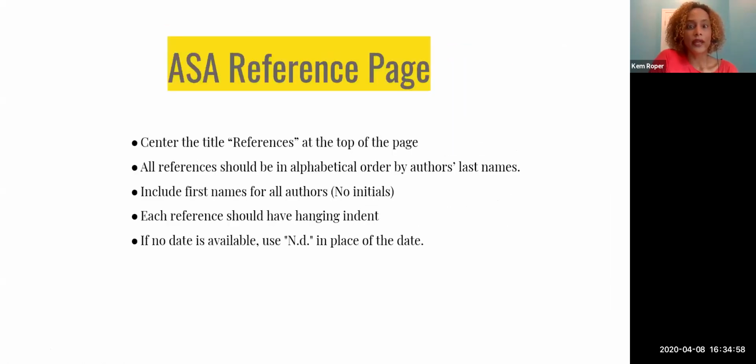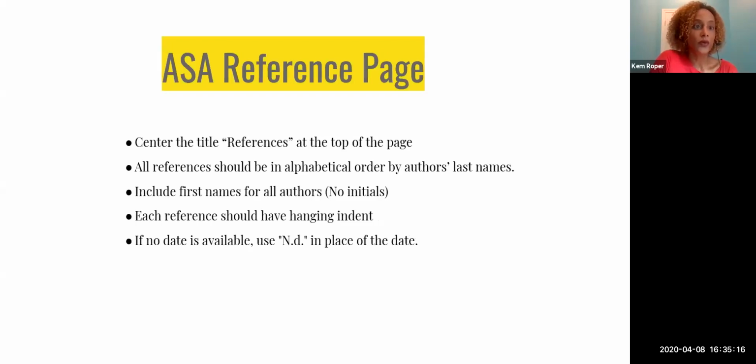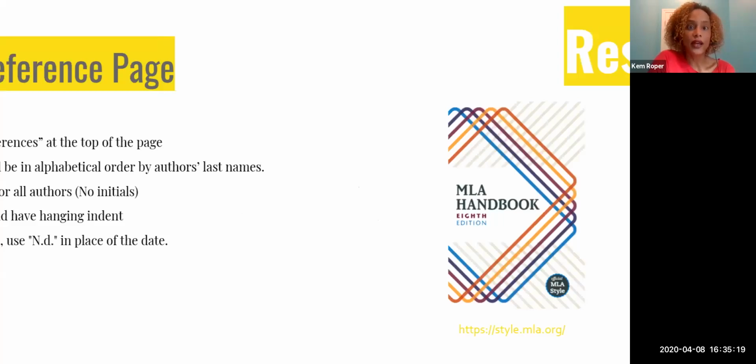For the ASA reference page, you would center the title references at the top. All references should be in alphabetical order by author's last name. Include first names for all authors, no initials. Each reference should have a hanging indent. And if no date is available, use ND in place of the date. So again, very similar to what we've already looked at with APA and MLA.